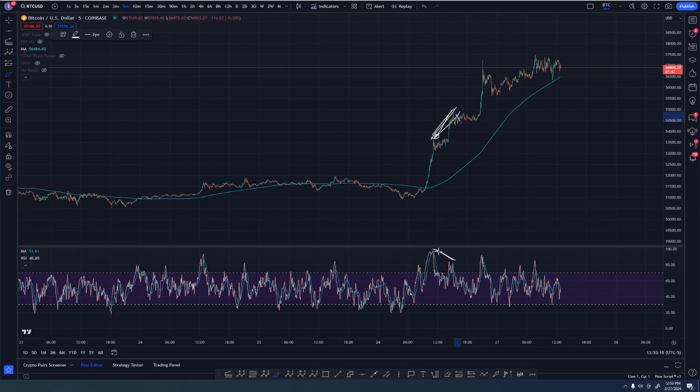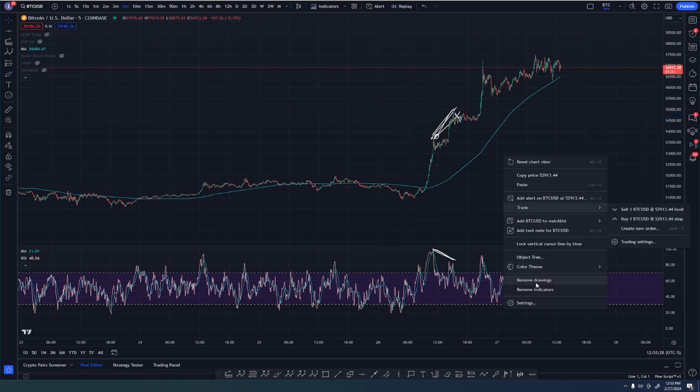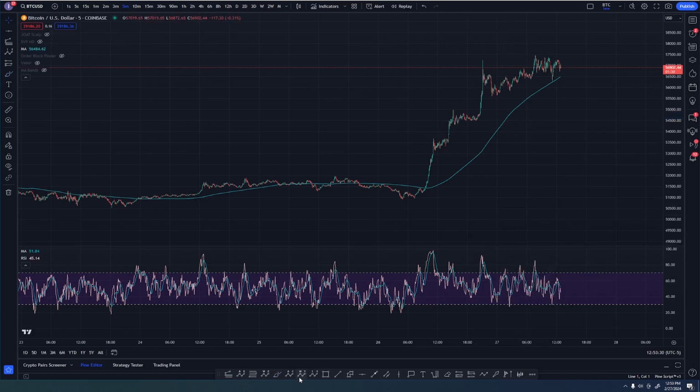So anyway, there's regular divergence. That's what we often call reversal divergence, but it doesn't always mean that, especially depending on the degree of the wave that you're looking at. Now, what we see here is beautiful.